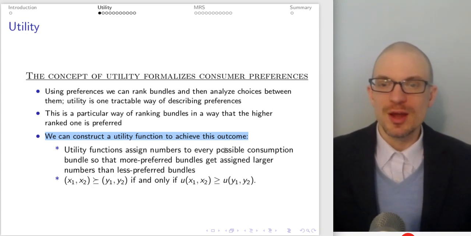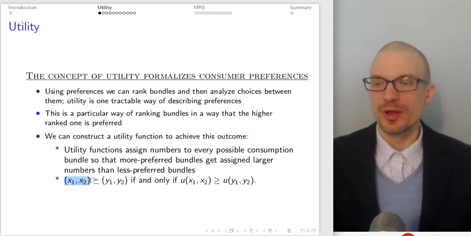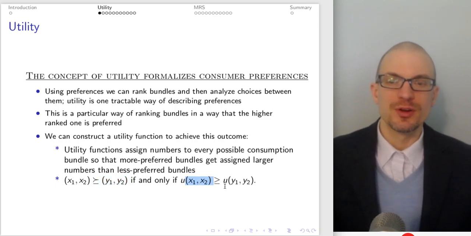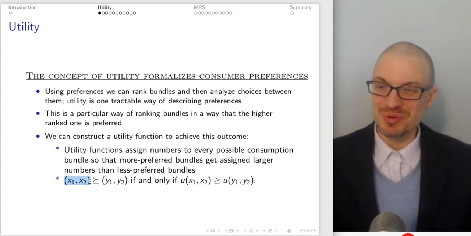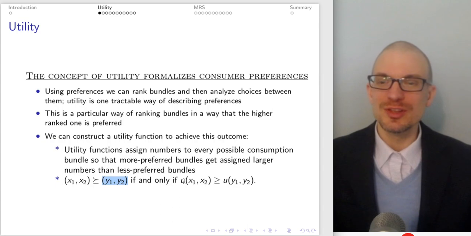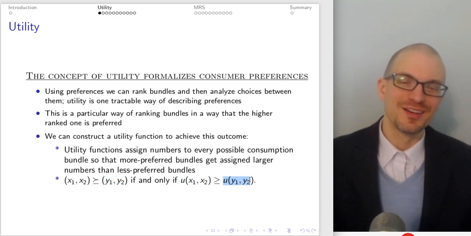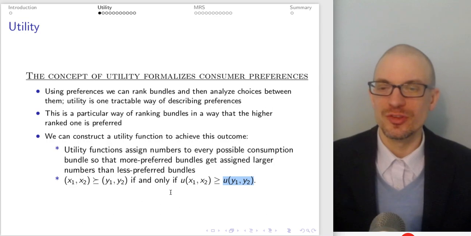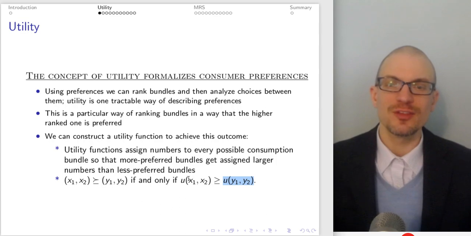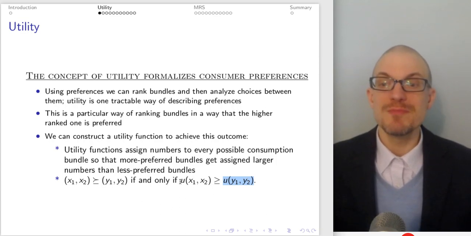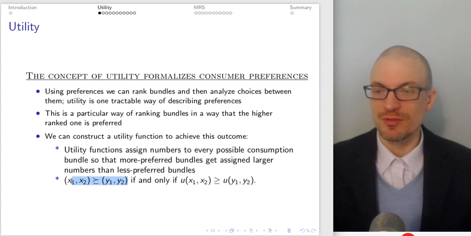Utility functions assign numbers to every possible consumption bundle, so more preferred bundles get a higher number than less preferred bundles. So if I prefer bundle X to bundle Y, then the utility generated from bundle X has to be higher than the utility from bundle Y. Actually, I wrote this with a weak preference. If I weakly prefer bundle X to bundle Y, then my utility is weakly higher from bundle X than from bundle Y, right? This is going to be our requirement that whatever the underlying preference relationship is gets reflected through the utility function, though there are many utility functions that can represent a given preference shape.